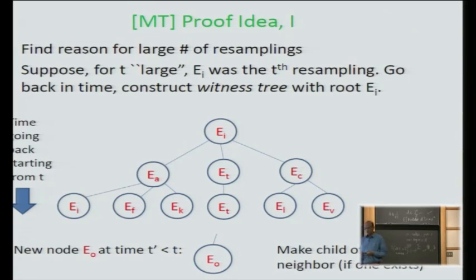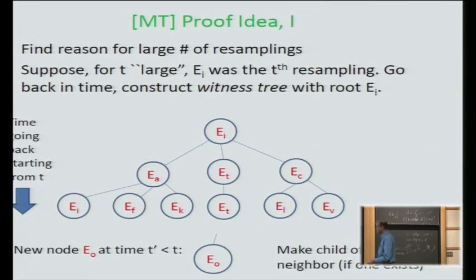Okay, so let's look at the inductive rule and then that will show you. So the inductive rule is, again at time t you constructed a single root, and suppose you come down up to t prime, which is smaller than t, and suppose in this particular run of MT you resampled at time t prime because of event EO.